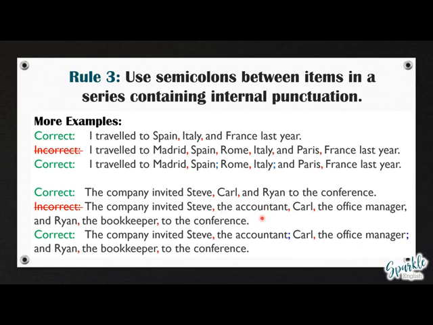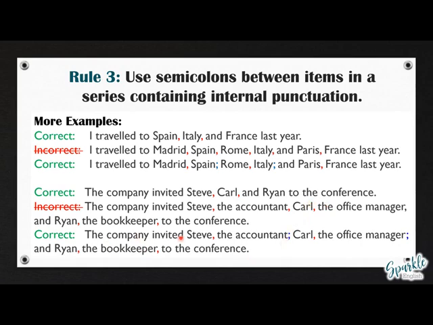If we only use commas, again, it sounds like we're inviting 5 or 6 different people. The company invited Steve and the accountant and Carl and the office manager and Ryan and the bookkeeper to the conference. But we don't want to do that. We want it to be clear that Steve is the accountant, that Carl is the office manager, that this is only 3 different people. So we have to use semicolons.